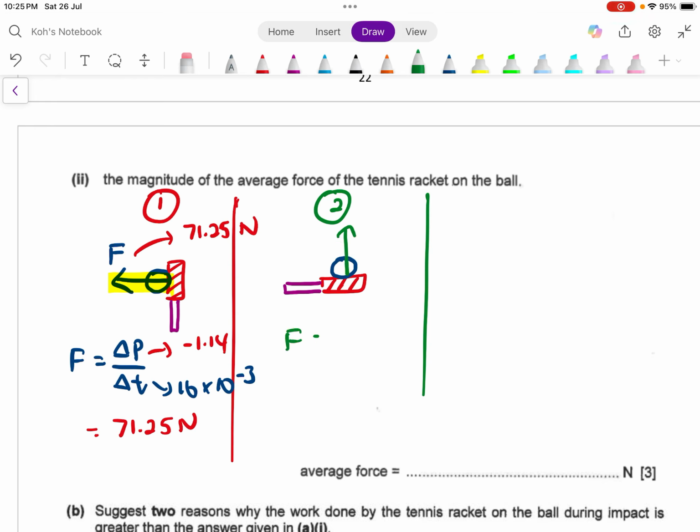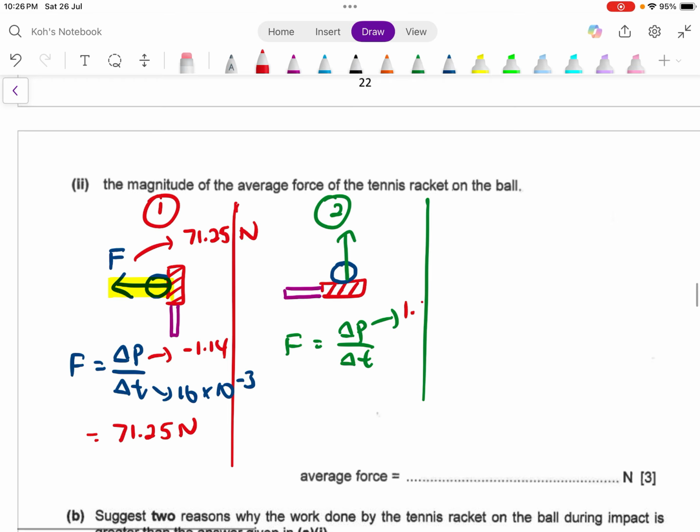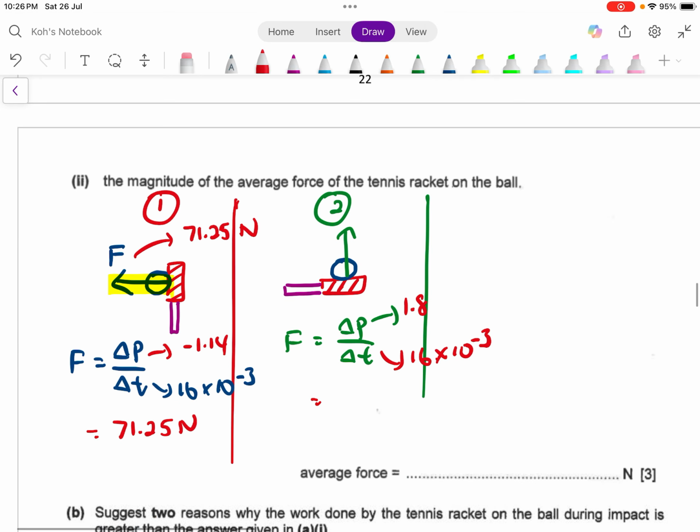So F equals delta P divided by delta T. Delta P itself is 1.8. Delta T is 16 times 10 to the negative 3. So this will give me 1.8 divided by 16 times 10 to the negative 3, so it's about 112.5.